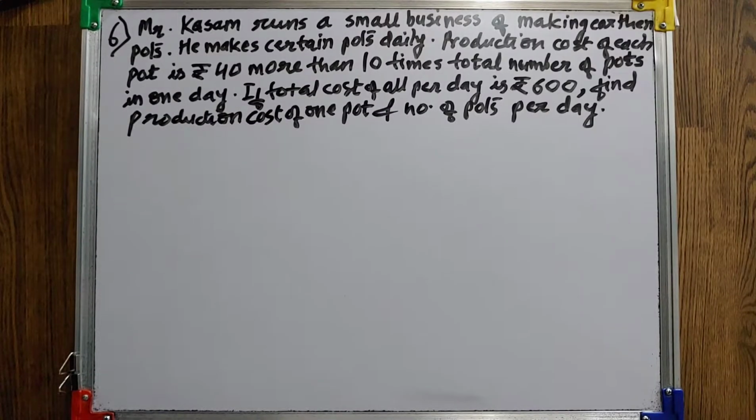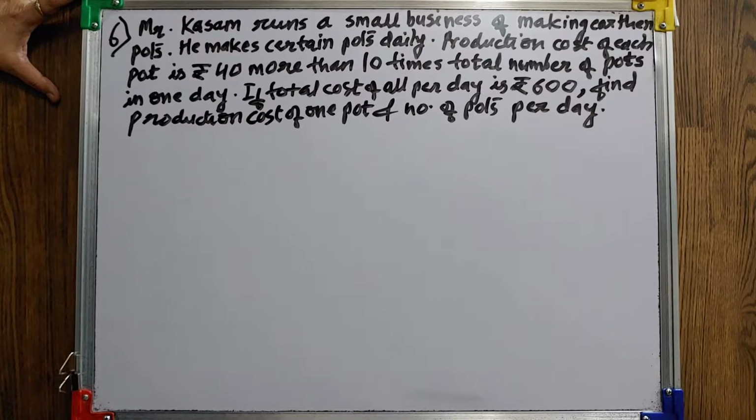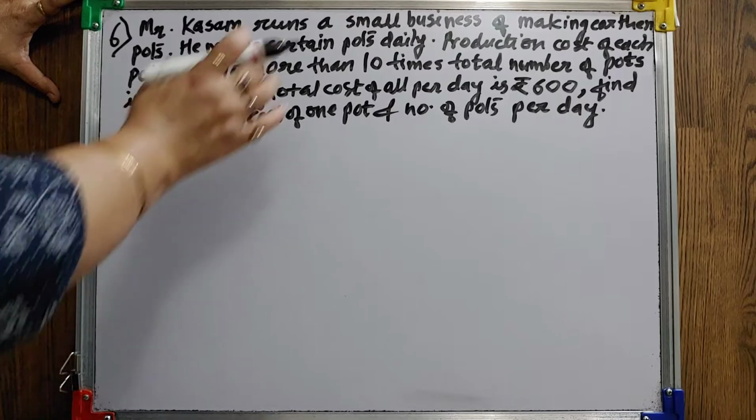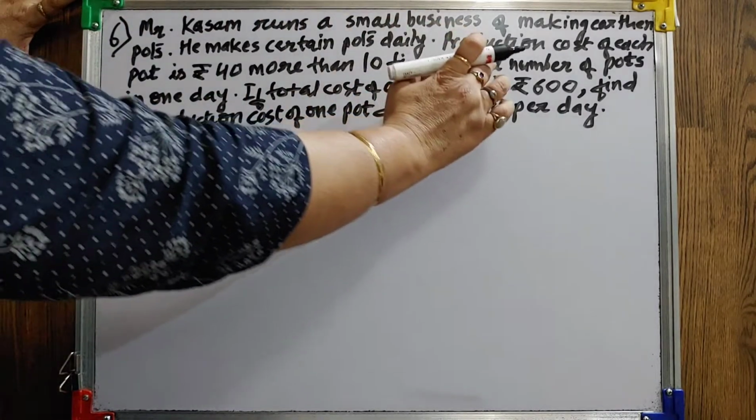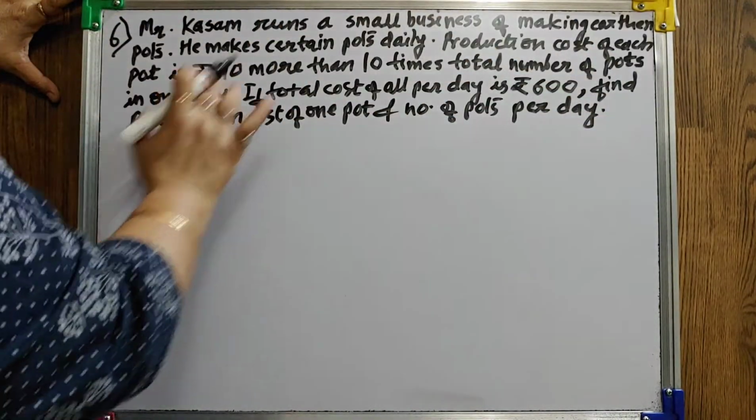Let's solve this sum. Mr. Kasam runs a small business of making earthen pots. He makes certain pots daily. Production cost of each pot is rupees 40 more than 10 times the total number of pots in one day. If the total cost of all pots per day is rupees 600, find the production cost of one pot and the number of pots per day. Now in this relation, the total number of pots per day is the second part.